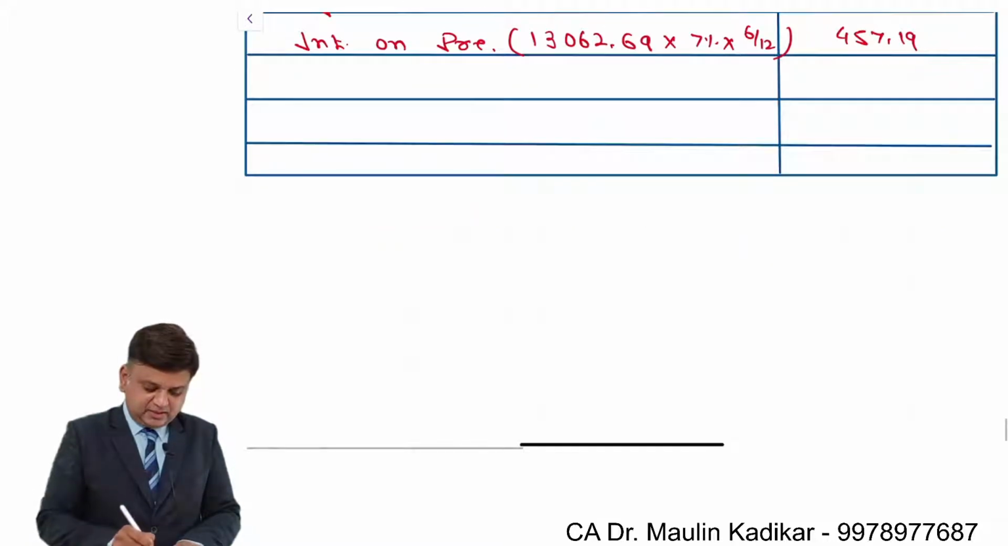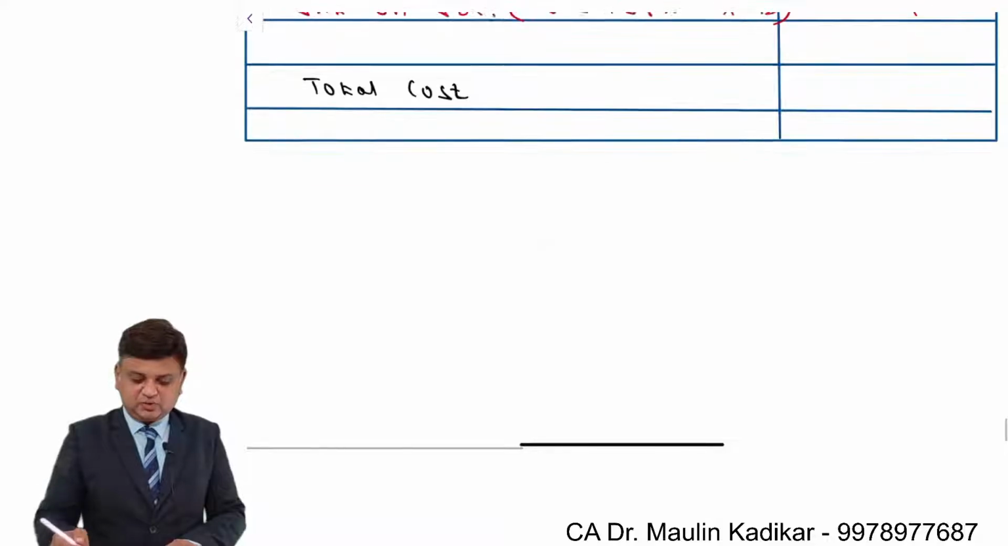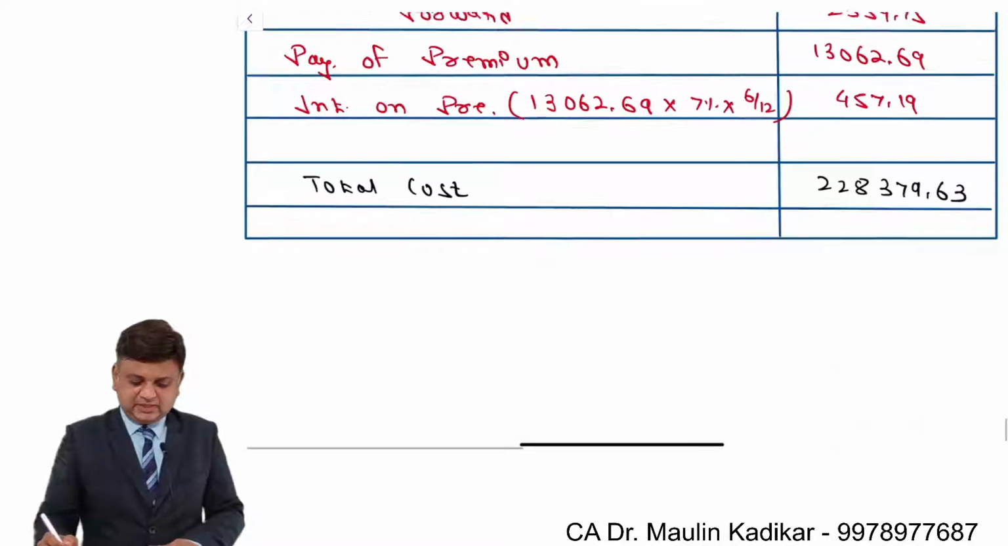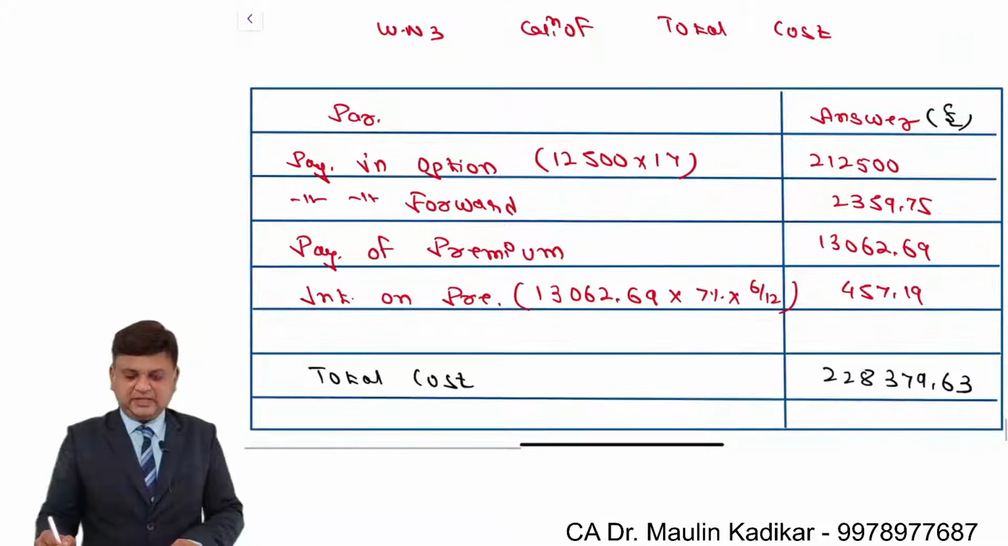And with that, we will make the computation of the total cost. The amount of the total cost is 2,12,500 plus 2359.75 plus 13062.69 plus 457.19. That comes to 2,28,379.63. This is the cost that we will be having in pound currency. That is what we understand.